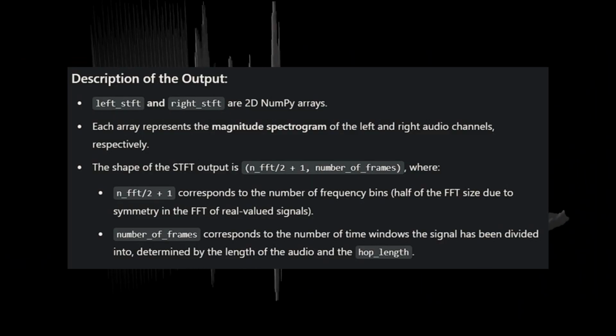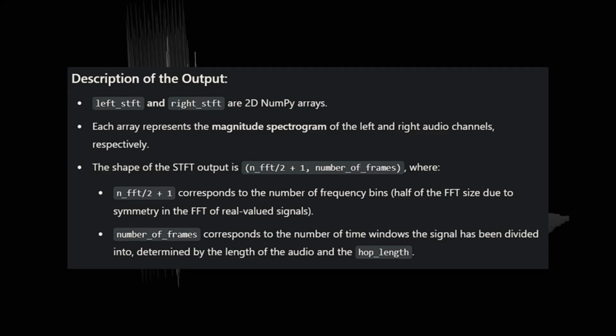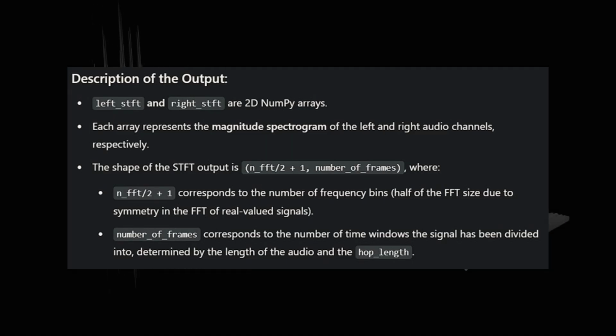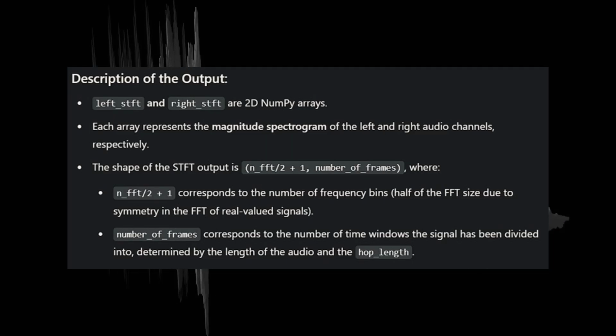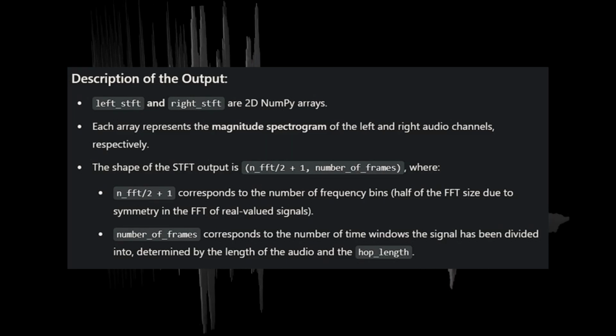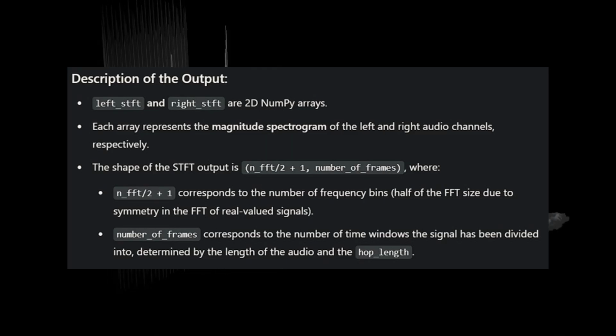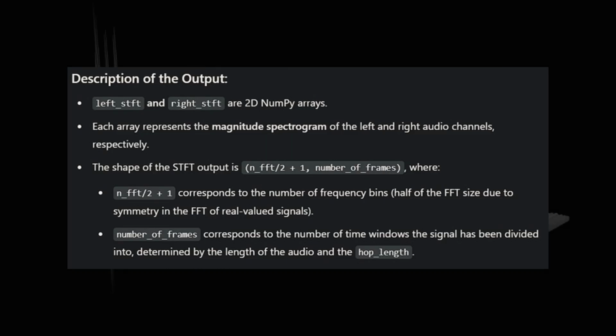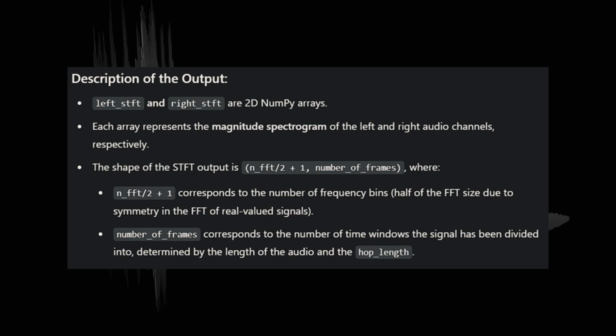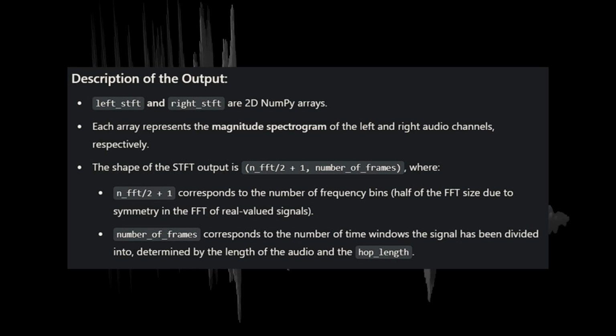Lastly, we had 2 variables, which were 2D NumPy arrays, each one representing the magnitude spectrogram of the left and right audio channels, respectively. The output is formed by 2 dimensions, where the first corresponds to the number of frequency bins, and the second corresponds to the number of time windows the signal has been divided into, determined by the length of the audio file.